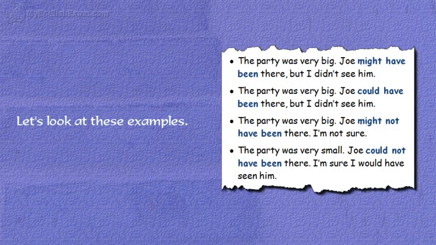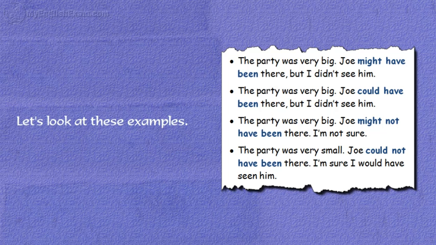Let's look at these examples. The party was very big. Joe might have been there, but I didn't see him. The party was very big. Joe could have been there, but I didn't see him. The party was very big. Joe might not have been there, I'm not sure.